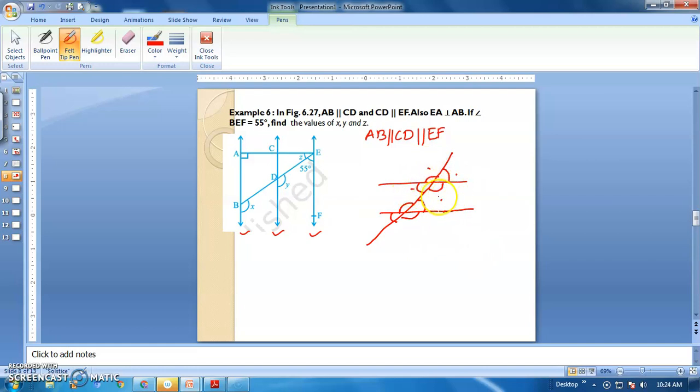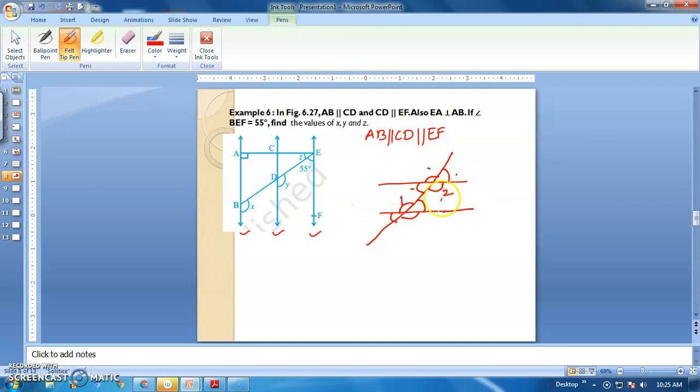Similarly, for example, this is angle 1, this is angle 2, so 1 and 2 are always equal because they are alternate interior angles. They lie interiorly and on either side of the transversal. Therefore, they are called alternate interior angles and are also the same.